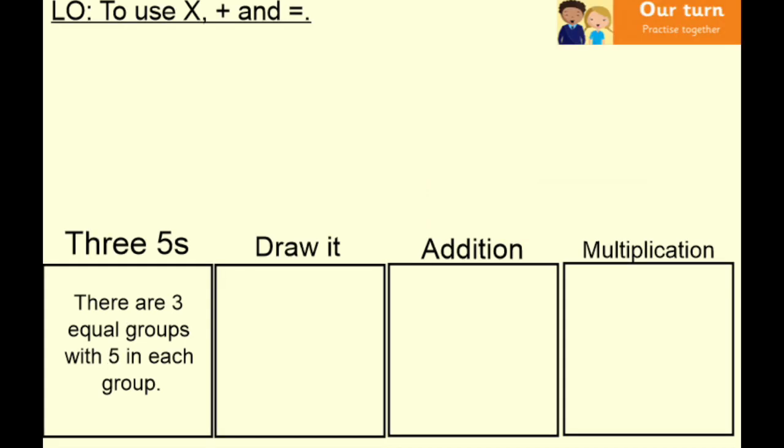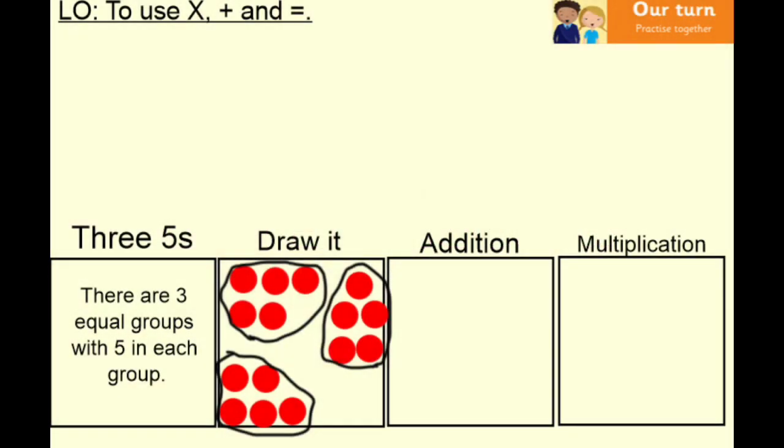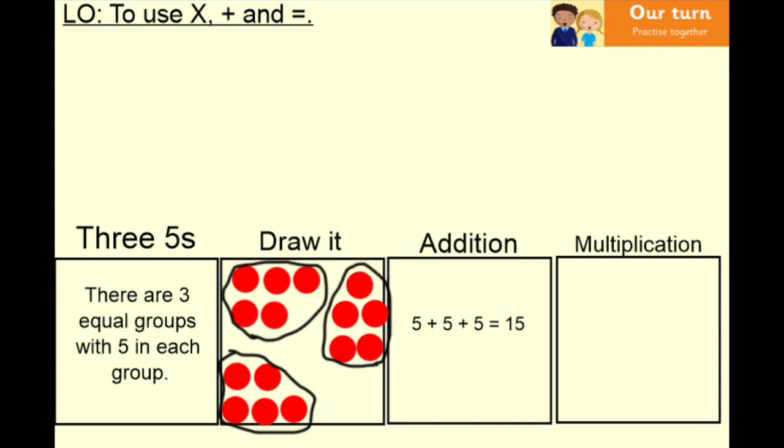Let's have a go at this one together. There are 3 equal groups with 5 in each group. Pause the video and see if you can draw it. How did you get on? Here's my 3 equal groups with 5 in each group. What would the addition number sentence be? I've got 5 in each group. How many groups have I got? Pause the video and have a go.